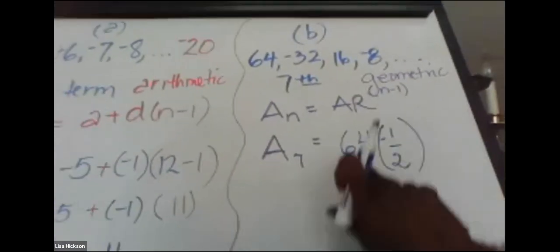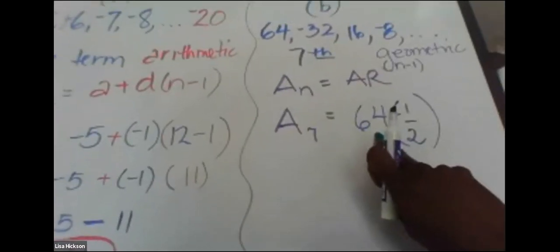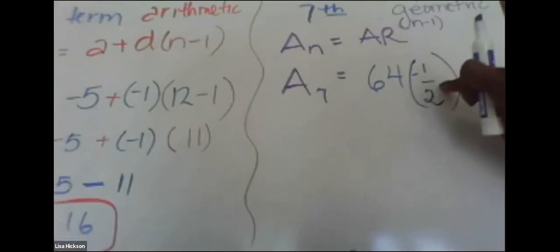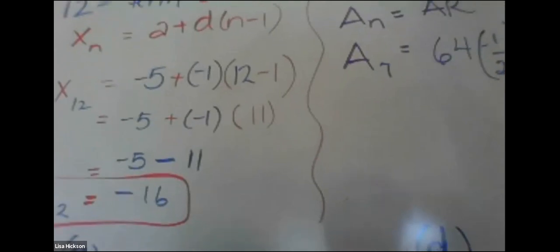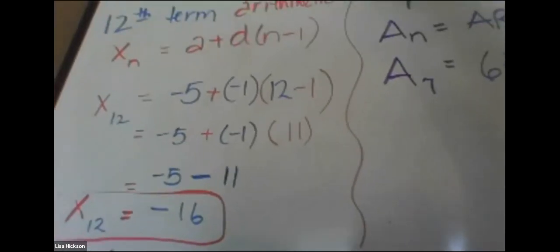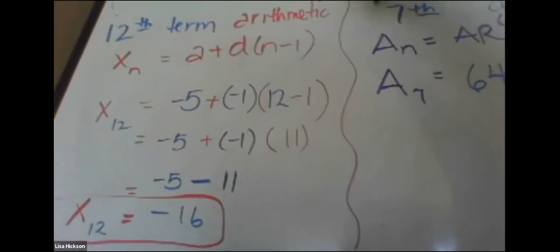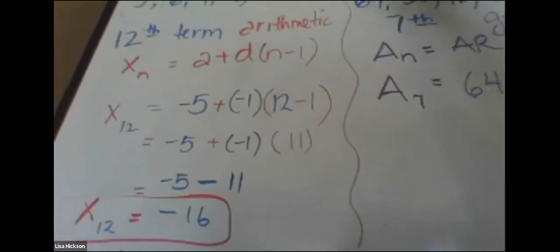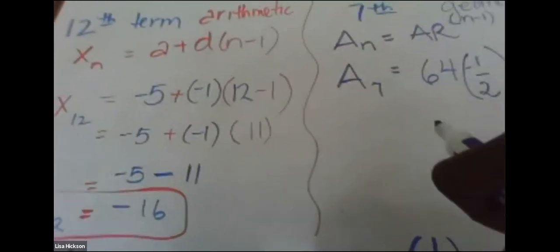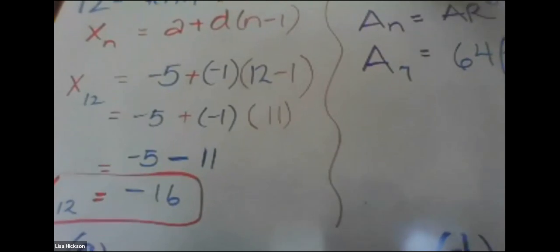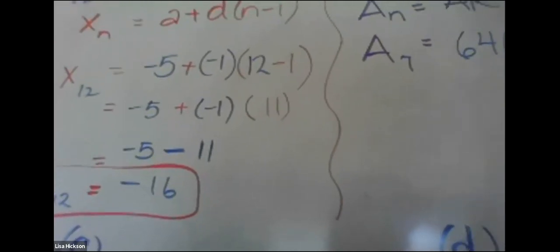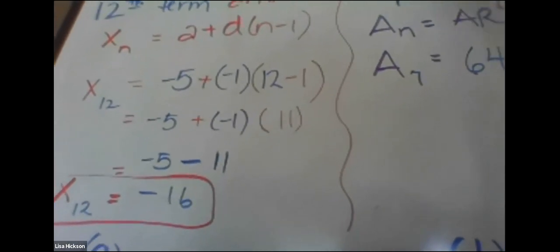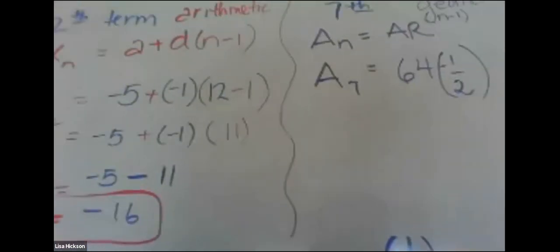Okay, so now we have the first digit. We have the ratio of change. Yes, we are multiplying by a half. So positive 64, but times a negative 1/2 gives you a negative 32. Negative 32 times a half. Double negative goes positive. So that's why the sign is positive, and then 32 divided by 2 is 16.